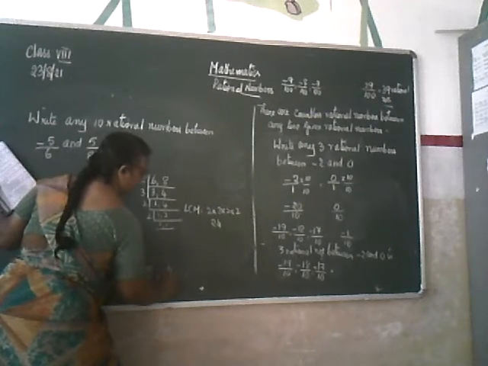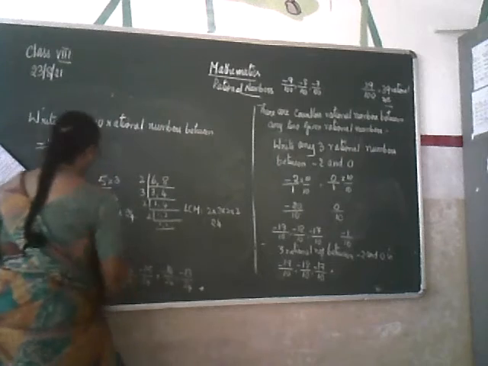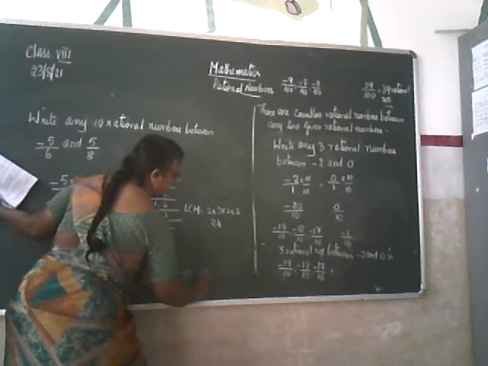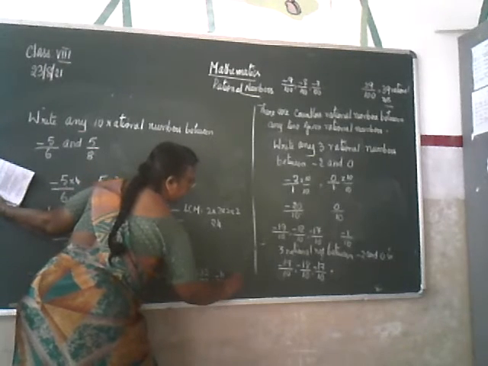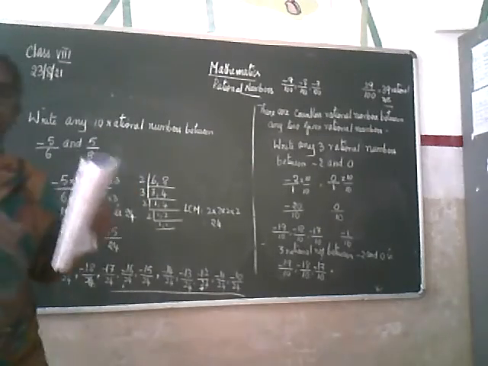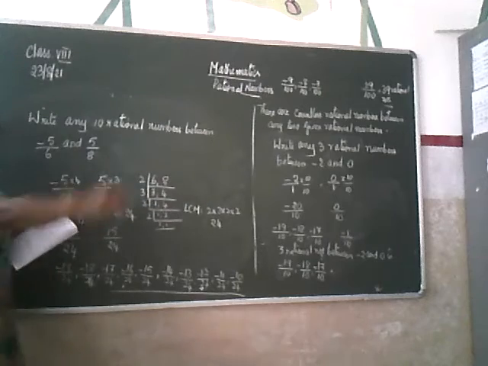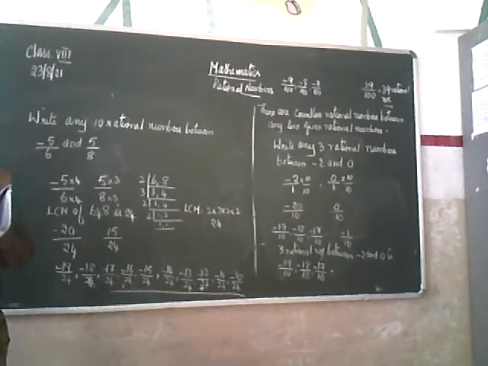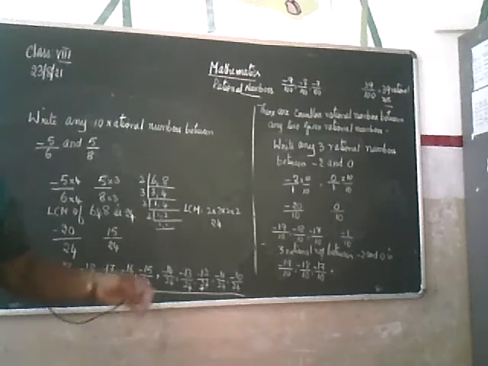Minus 14 by 24, minus 13 by 24. So 1, 2, 3, 4, 5, 6, 7, 8, 9 and 10. Okay. Otherwise we can write 1 by 24 up to 14 by 24 also. Anything you can. Any numbers between these two. Okay, understood now? Yes.